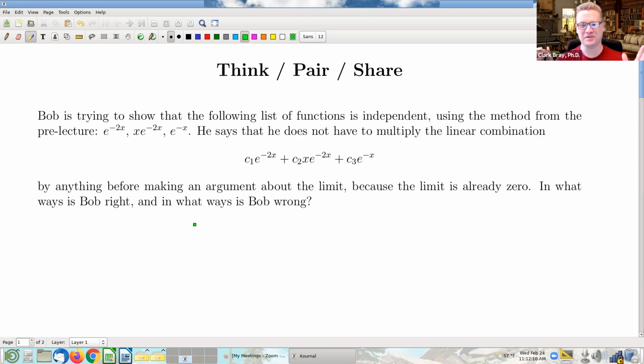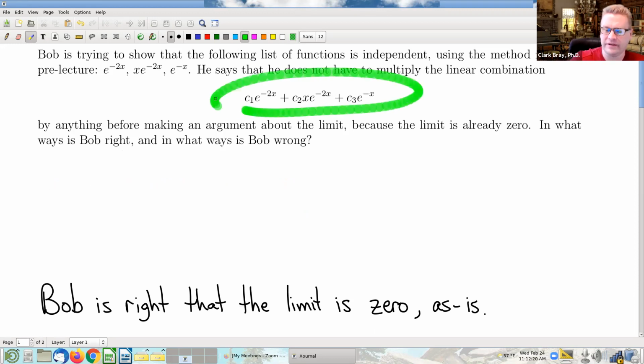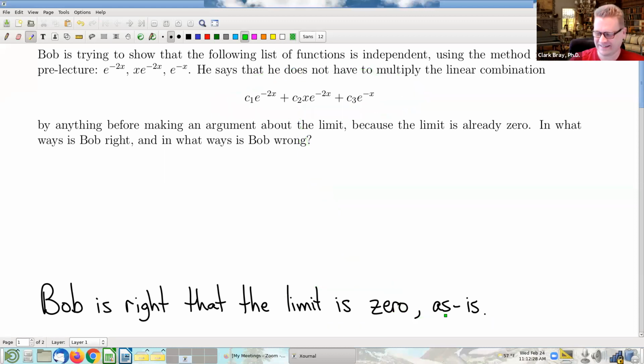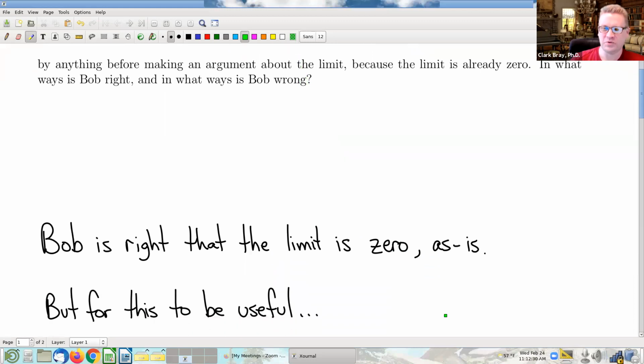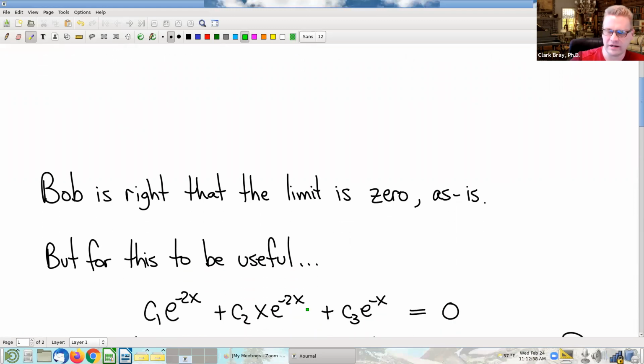Welcome back. I hope you had the opportunity to give that some thought. And now let's just go ahead and talk about the answer. Well, he is right that the limit of this is 0 as is without multiplying by anything. However, do we care? Is that useful information? Let's extend the argument. So here's what we have.